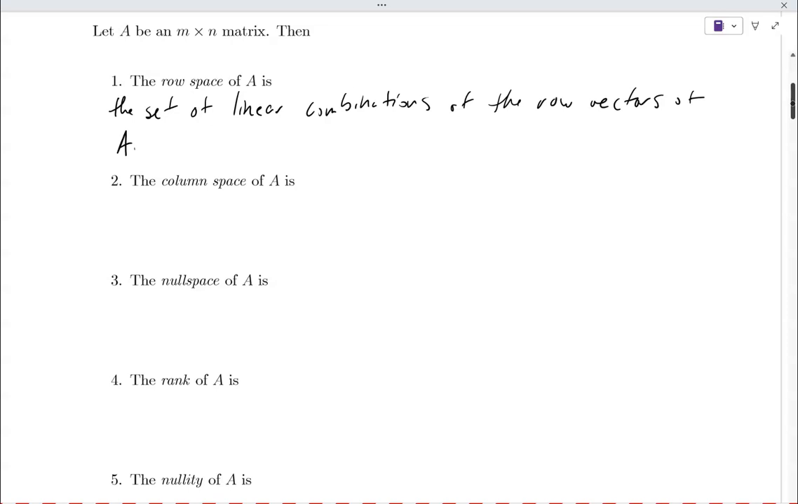Where does the row space live? Well, if you think about treating each of your rows as a vector, how many components does it have as you go across? If it's an M by N matrix, how many components do you have as you go across? The number of columns, which is N, right? So this will be a subspace of Rn.